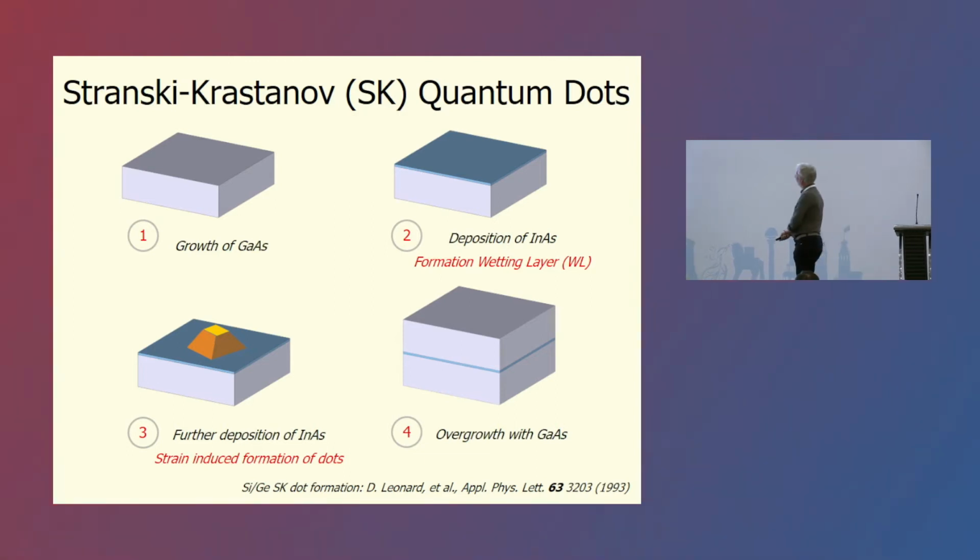As an example, I want to start here, but that's just for starters, with these well-known Stranski-Krastanov quantum dots. You can, for instance, think about first growing gallium arsenide, then depositing a thin layer of indium arsenide. You form the so-called wetting layer, which is about 2 monolayers thick. And if you then continue with the growth of indium arsenide, due to the strain-induced mismatch between indium arsenide and gallium arsenide, we start to form three-dimensional structures on the surface that can be further overgrown with material.